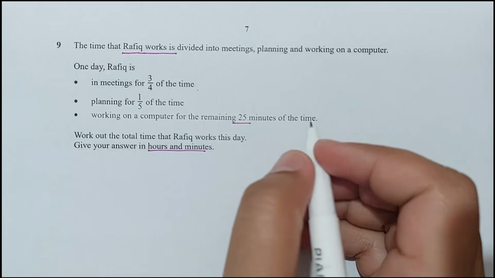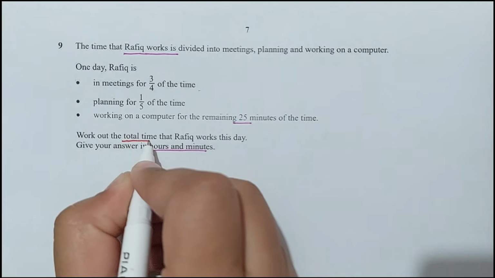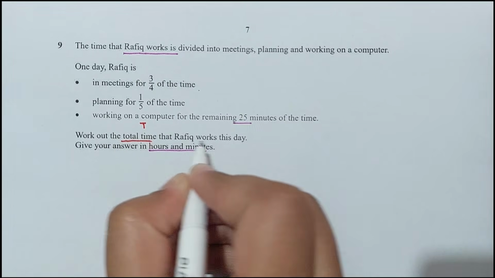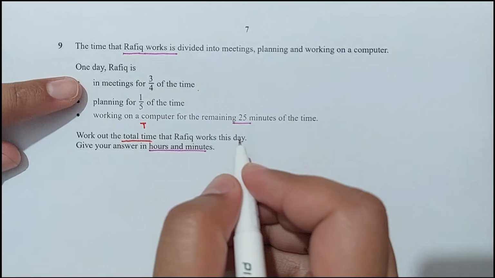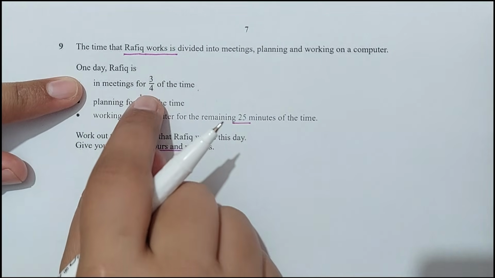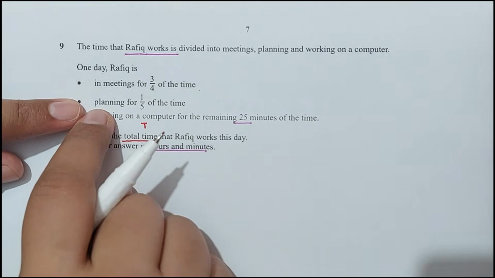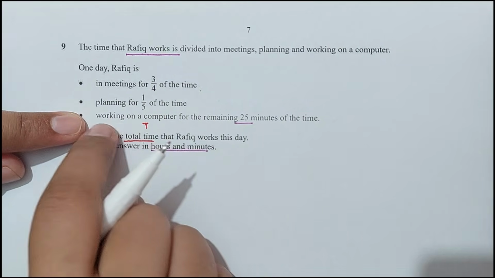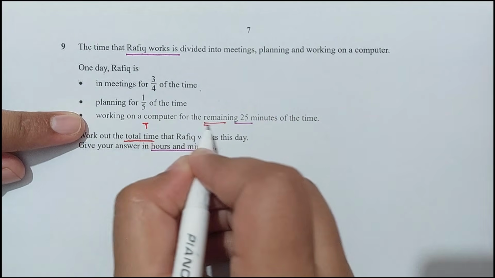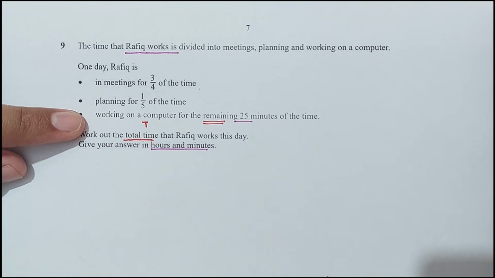Okay, so let's suppose the total time is T that Rafiq works that day. In the meeting, 3 by 4 of the total time, planning 1 by 5 of the total time, working on computer for the remaining 25 minutes of the total time, right?